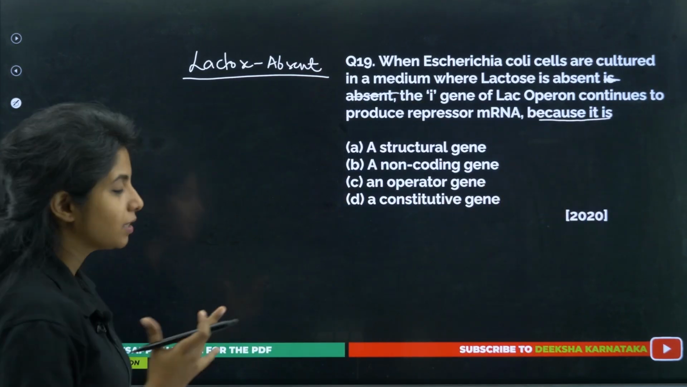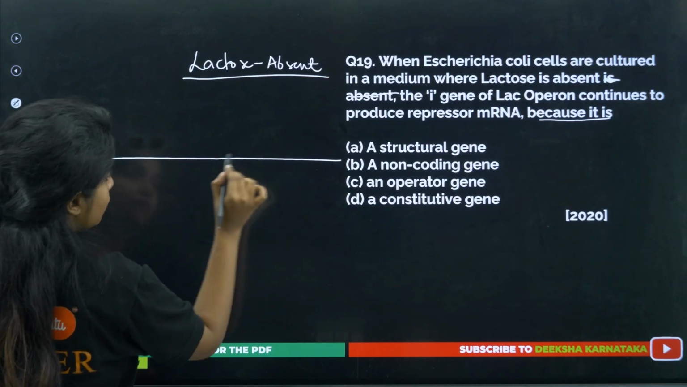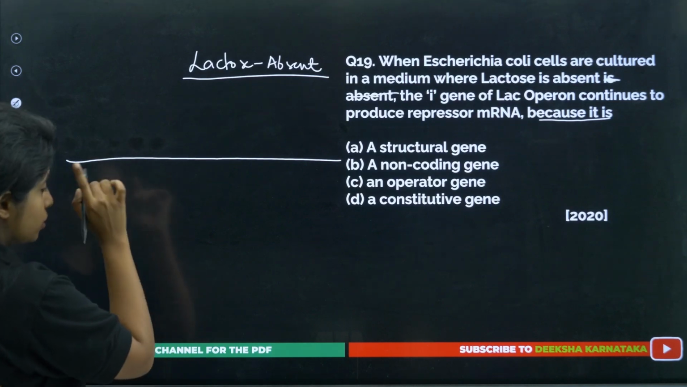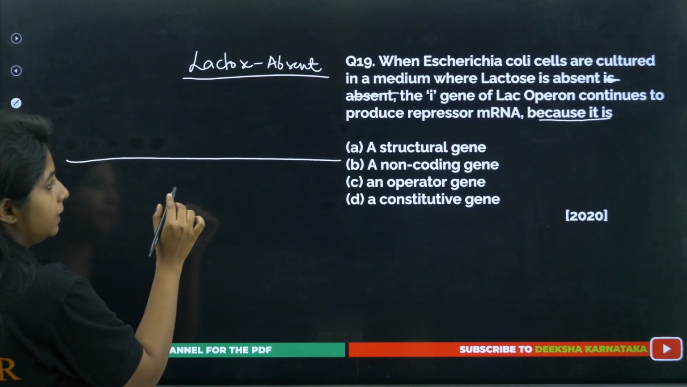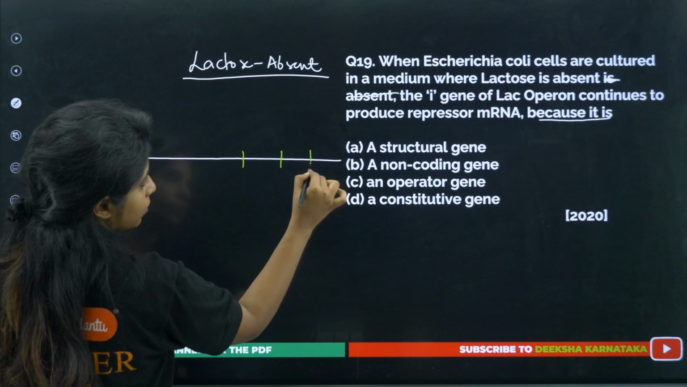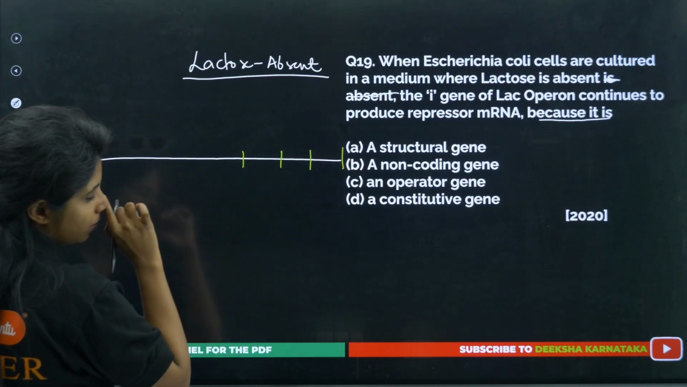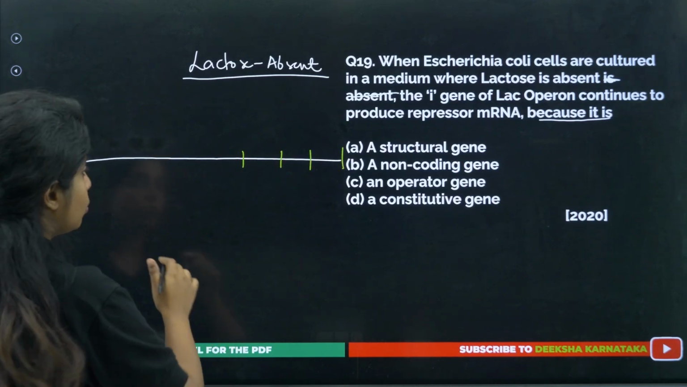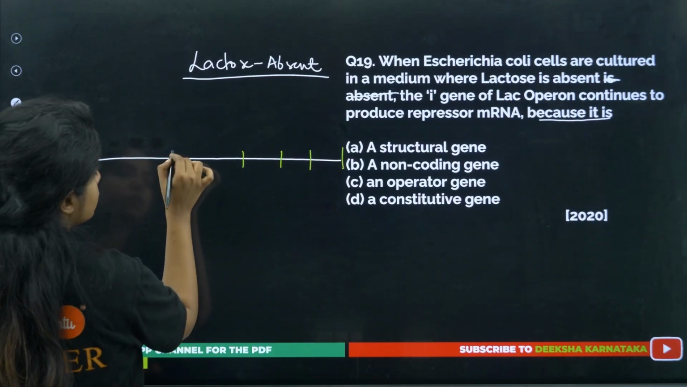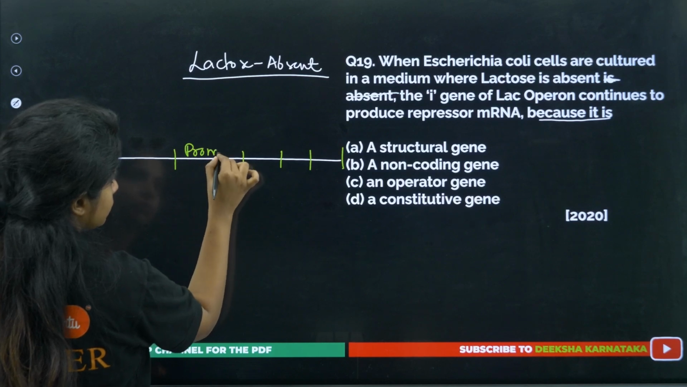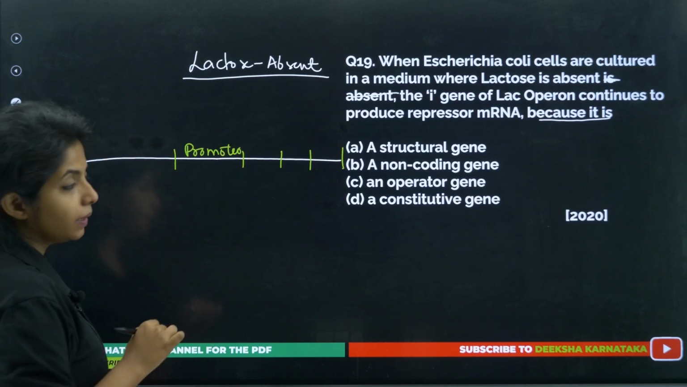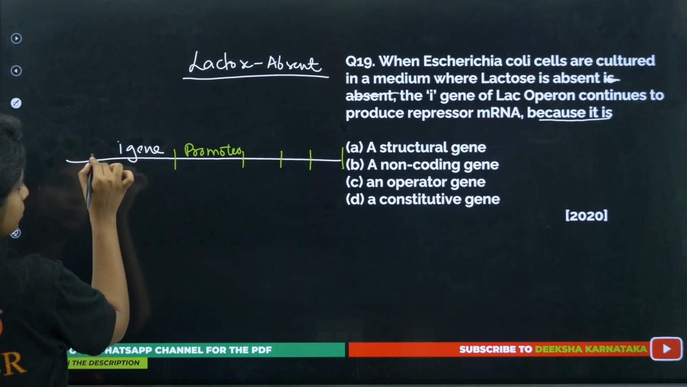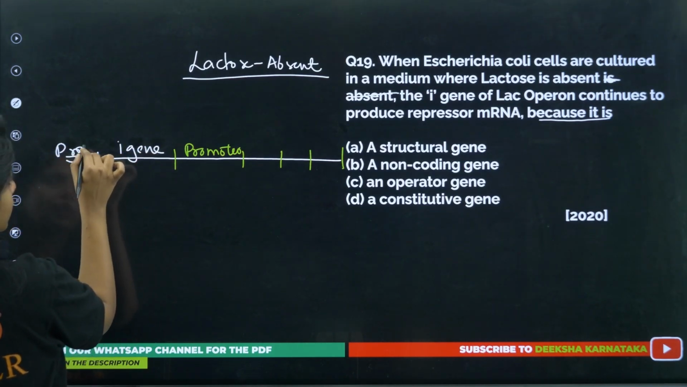What is the I gene? What is this thing, ma'am? Basically the lac operon, which was found by Francois Jacob and Monod. What was it all about? So basically there were three gene sequences over here. This whole thing that you see is a structural gene. Over here there is the promoter region of this particular structural gene. Then there is another gene over here which is known as the I gene, and here you have the promoter region of the I gene.